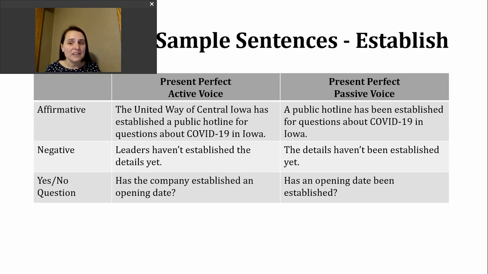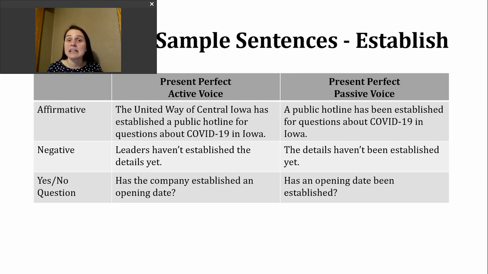For the present perfect, in passive voice, we're going to do something very similar. We're going to add not right after the have or has, and then we'll have been, and then the participle form of the verb. Here's that example. The details haven't been established yet.